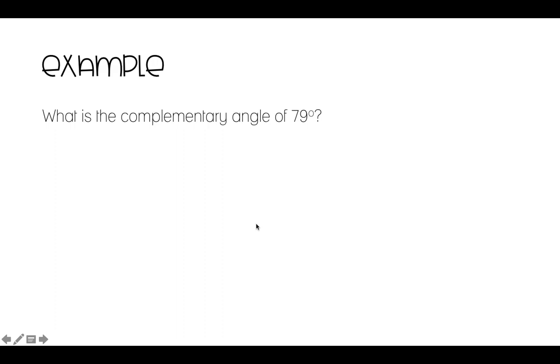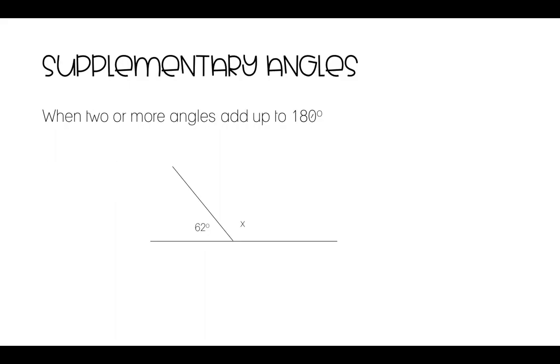Let's do another example. So what is the complementary angle of 79? So I want you to pause this and find the complementary angle of 79. Now remember, complementary means they add up to 90 degrees. So what you should have is 90 take away 79 gives you 11 degrees. So the complementary angle of 79 is 11 degrees.